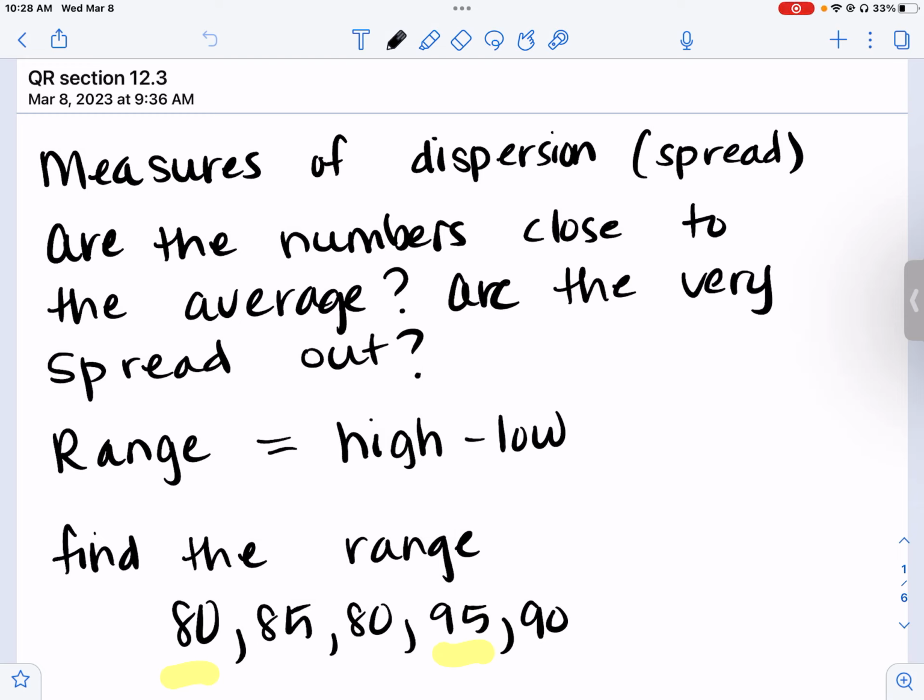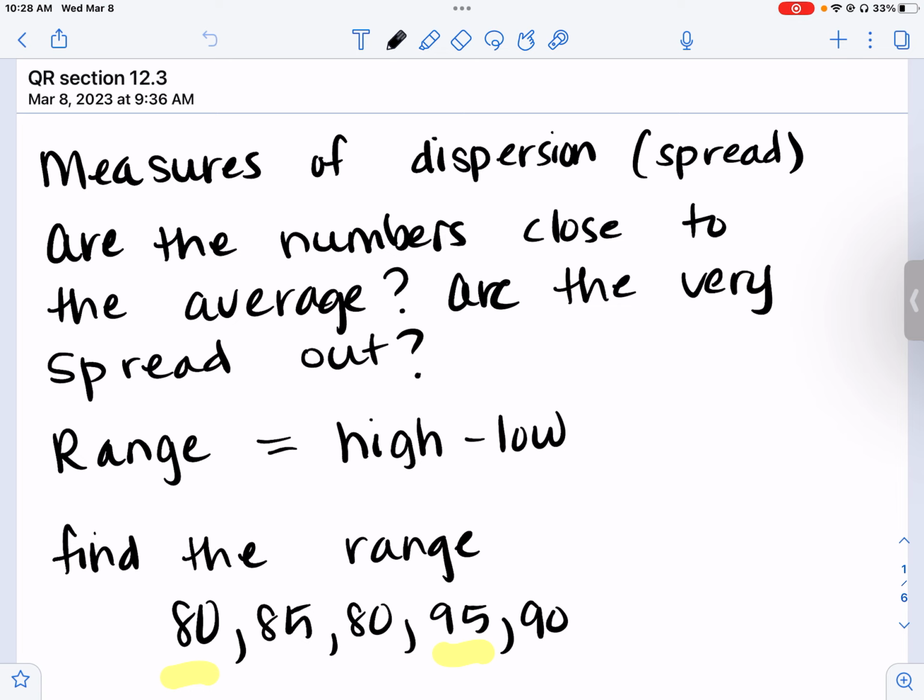Section 12.3, Measures of Dispersion, Spread. Are the numbers close to the average? Are they very spread out? The first measure is the range, and you simply take the biggest number minus the smallest number.